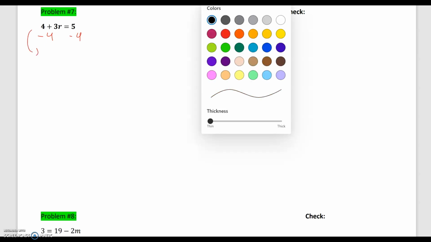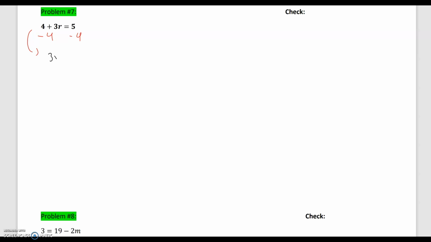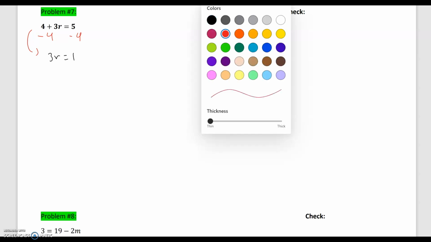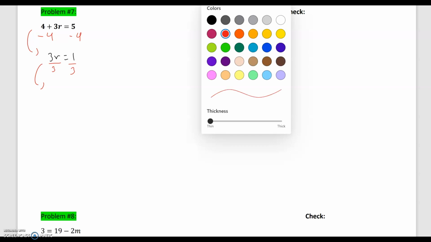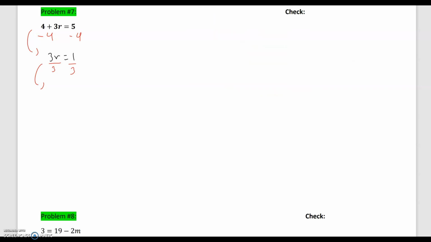So now we're looking at 3r is equal to 1. And then in the final step, we'll carry out a division of 3, which is going to give us a final solution of r is equal to 1/3.